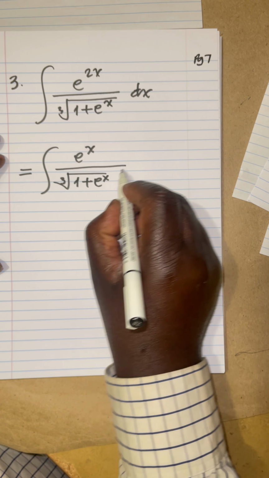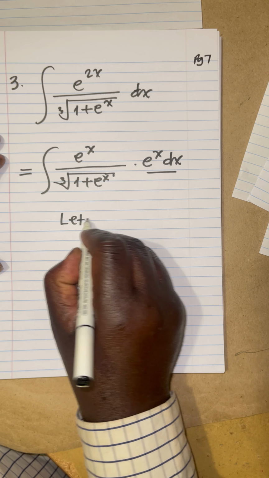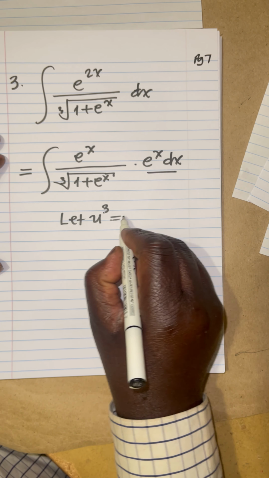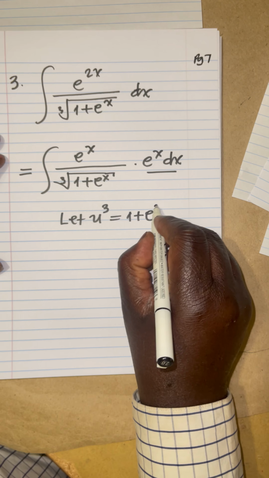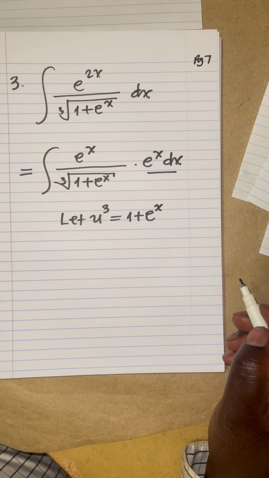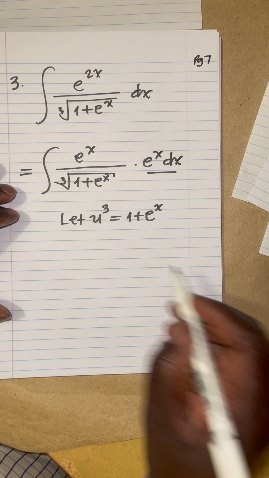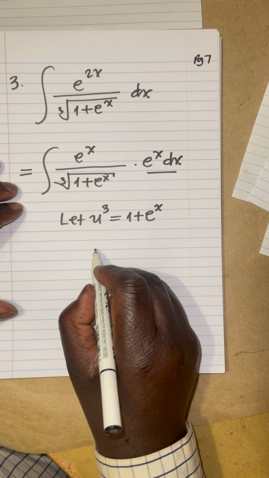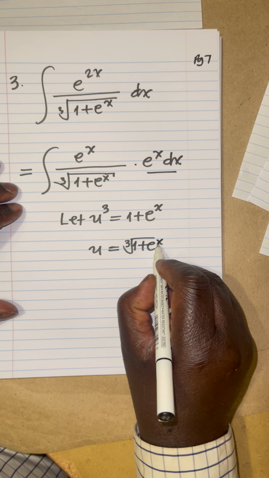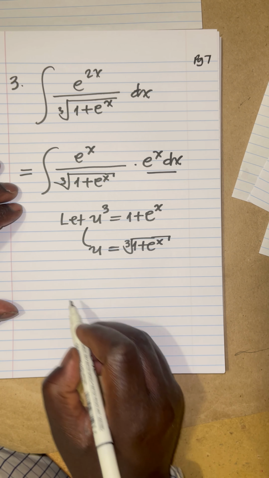The reason I'm splitting them is because I want to say now, let u cubed be equal to 1 plus e power x. Again, we're going to obtain 3 equations from here. The first one is take cube root both sides. You get u equals cube root of 1 plus e power x. That's the first equation.